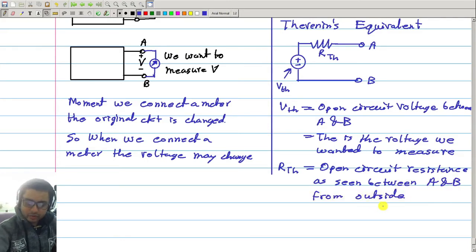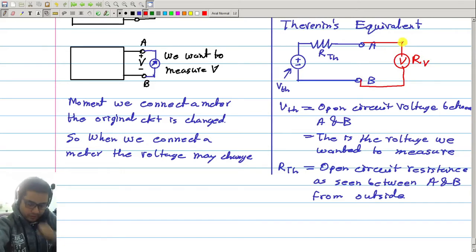Okay, now when we connect a meter, V for voltmeter, with meter resistance, call it RV. Then the voltage that we will measure is the voltage which appears now between A and B in the presence of this meter.